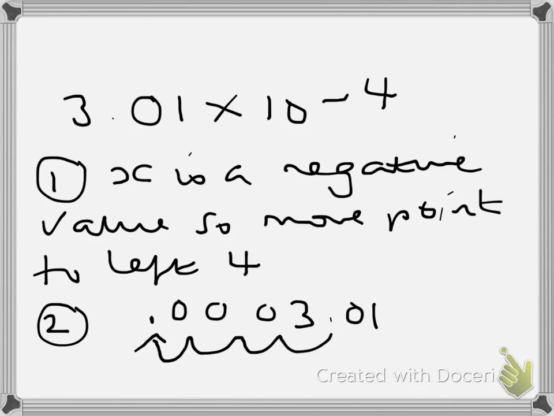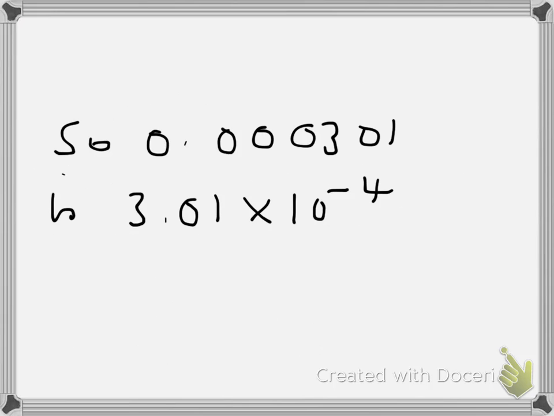Again, if x is negative, like a negative 4 in this case, do exactly the same thing, moving the point across by 4, but obviously over to the left, so that we get a small number. So in the end, 3.01 times 10 to the minus 4 would be 0.000301.